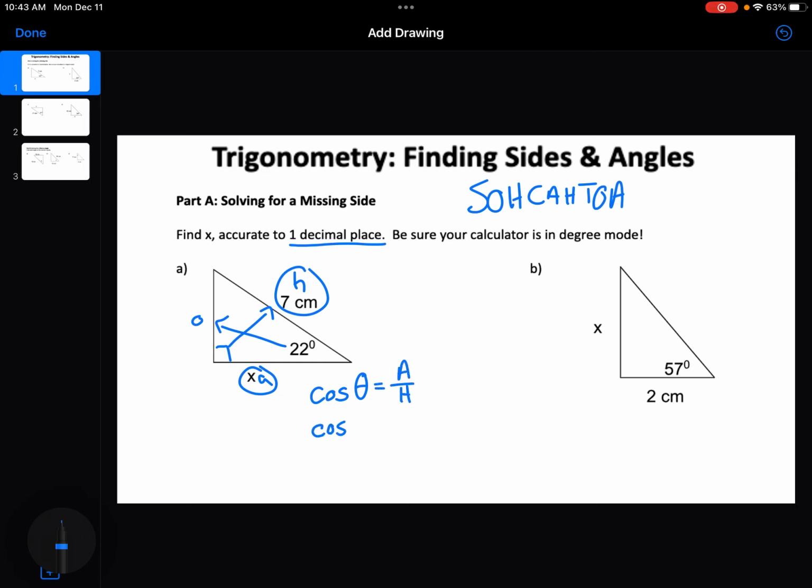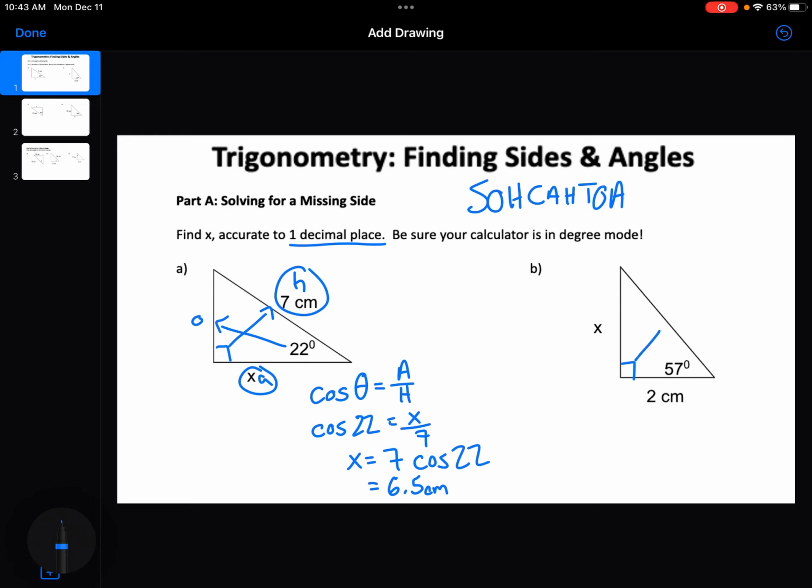So I'd have cos 22 equals x over 7. We would get x equals 7 times cos 22. And when you plug this into your calculator, you should get x equals 6.5 centimeters. Same thing for the next one.